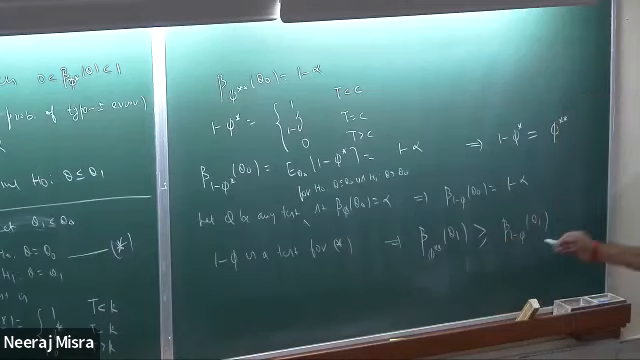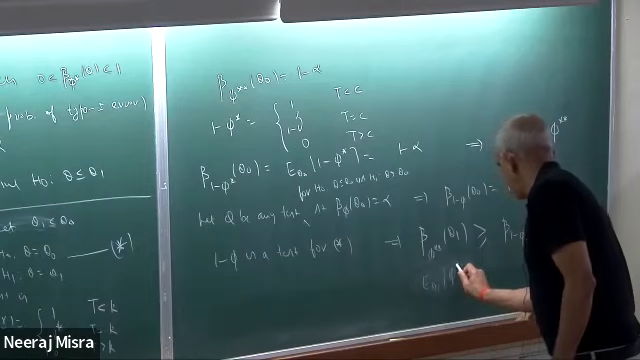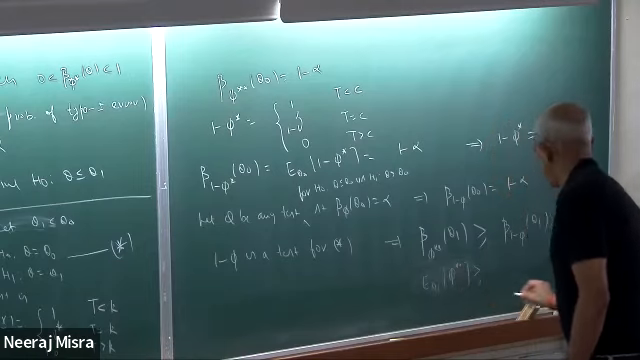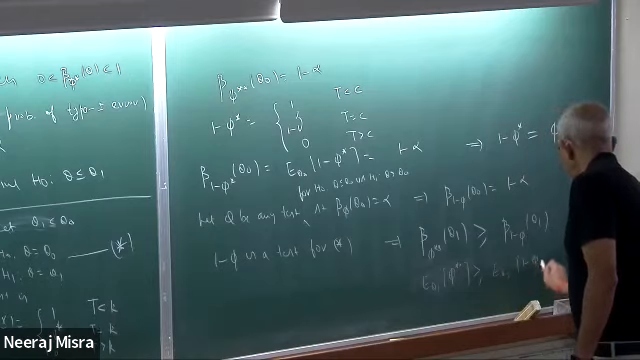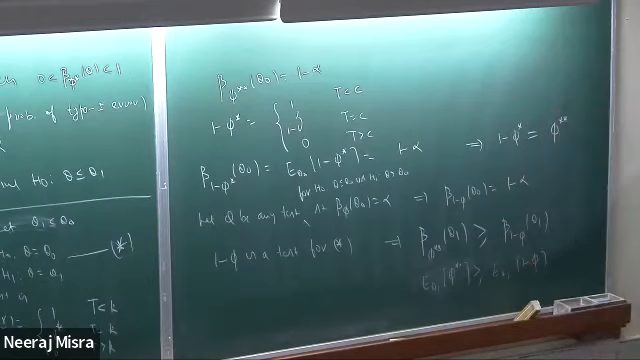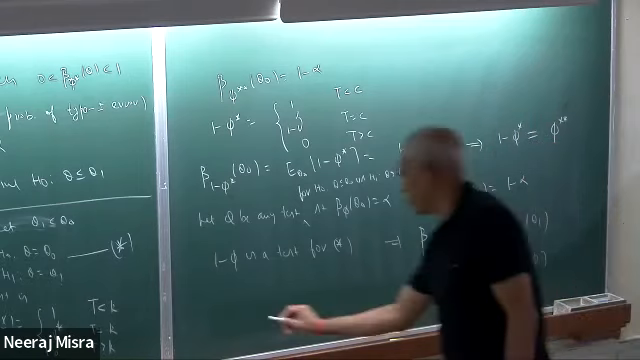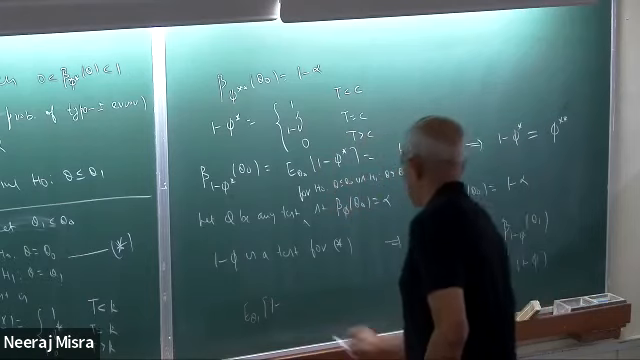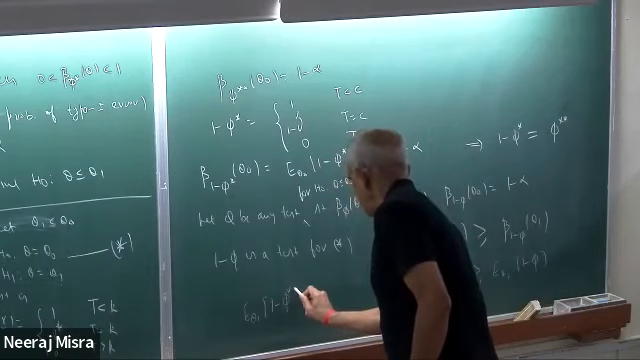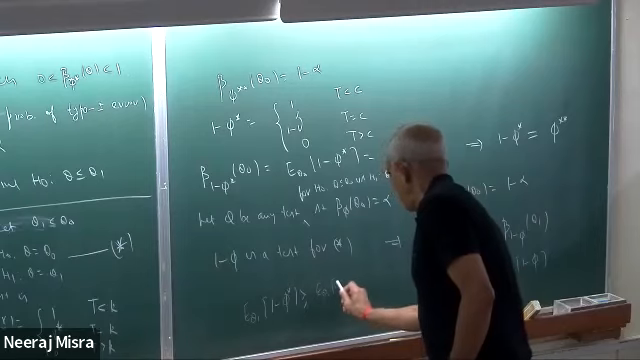Because this is equivalent to saying that the expected value of phi double star is bigger than or equal to the expected value of 1 minus phi. But phi double star is the same as 1 minus phi star. So the expected value of 1 minus phi star is bigger than or equal to E theta 1 of 1 minus phi.